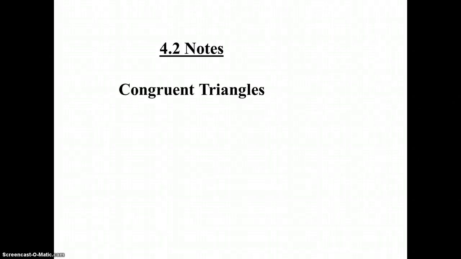Alright, today we're going to talk about triangle congruency, or congruent triangles. So we've been talking about congruent segments and congruent angles, and we said that if things were congruent, then their measures were equal. Well, what if we talk about a 2D or even a 3D object? How can we talk about it being congruent? So that's what we're going to talk about today.